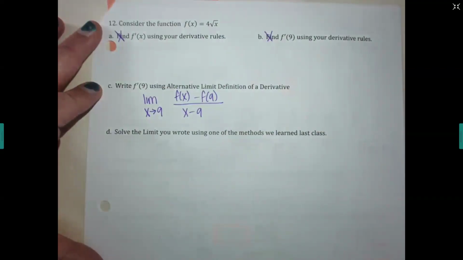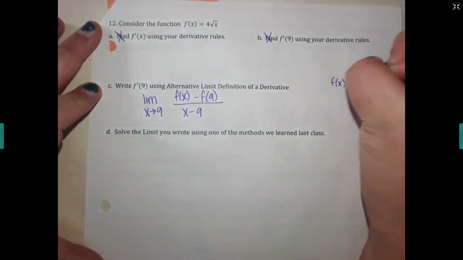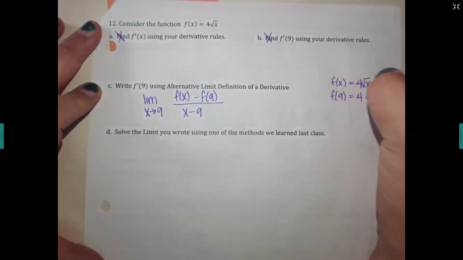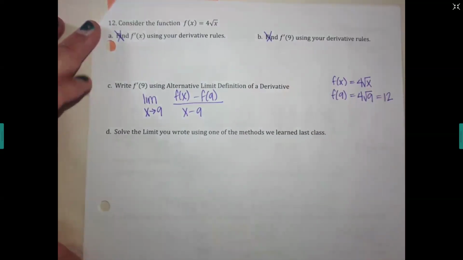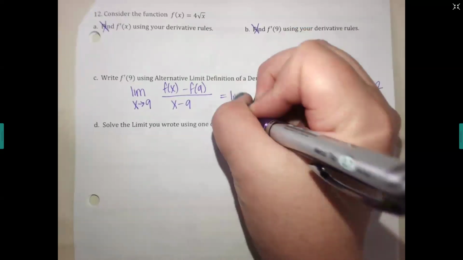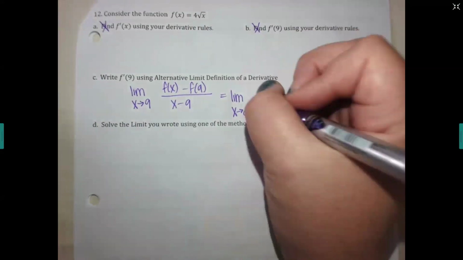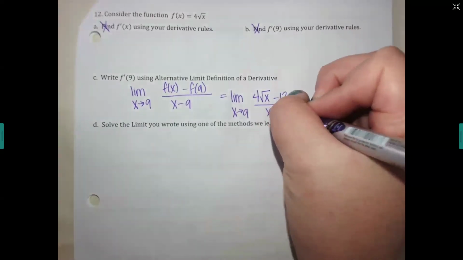Okay, then I'm going to get specific with what my f of x and my f of 9 are for this question. What is f of x? 4 root x. And what would f of 9 be if I plugged 9 into that? It would be 12. Very good, because it'd be 4 times 3. That's right. So then the limit that you would type in for your homework would be the limit as x approaches 9 of this minus this.